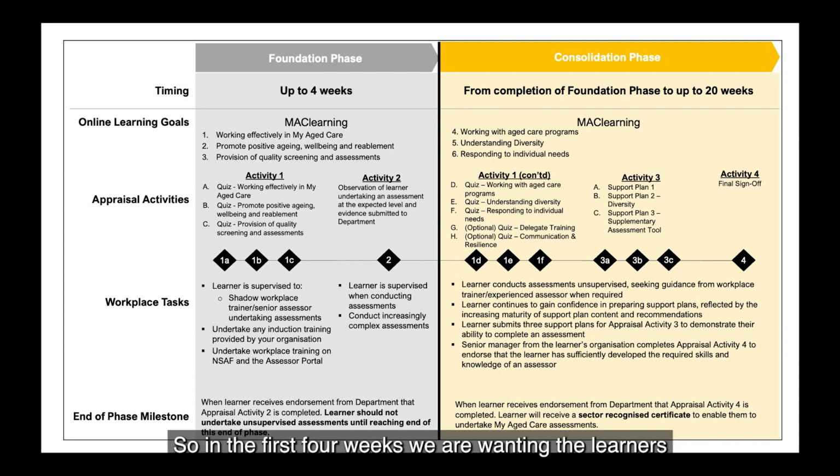So in the first 4 weeks, we are wanting the learners to work through 3 goals of online learning and complete the quizzes associated with those goals, and then do appraisal activity 2, which is their observed assessment. And we've been saying this quite a lot, but we expect that no learner will undertake assessments unsupervised until they've been signed off on appraisal activity 2. And that includes being endorsed through us, through the compliance check and having it returned as compliant on the system. So that's the foundation phase.